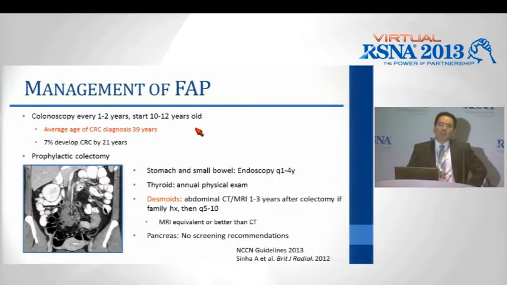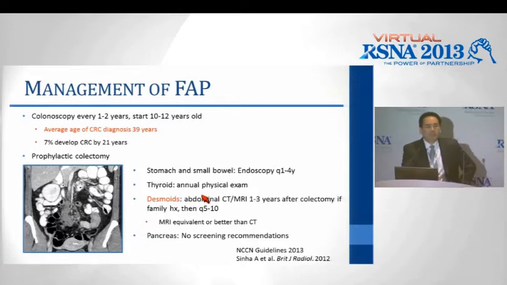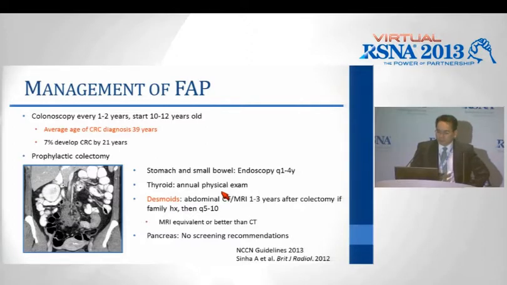So, as you can imagine, these patients have 100% lifetime risk of colon cancer. They're very aggressively screened. Usually colonoscopy is recommended starting at the early age of 10 to 12, every 1 to 2 years. The average age of colon cancer diagnosis is 39, but 7% of them develop it as early as the age of 21. And so prophylactic colectomy is often offered as a therapeutic option. For the risk of stomach and small bowel cancer, endoscopy is recommended every 1 to 4 years. And for thyroid, amazingly, annual physical exam is still the recommendation, and ultrasound has not been shown to have a role in this patient population.